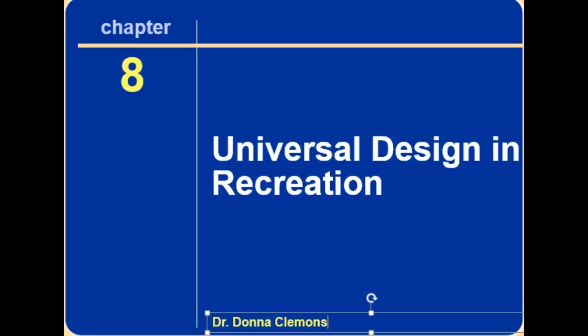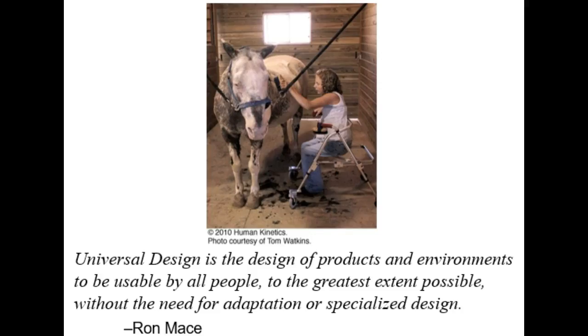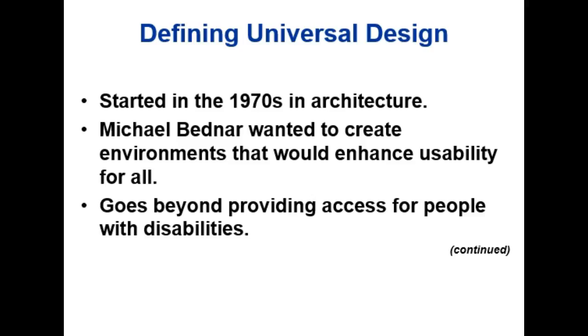Chapter 8, Universal Design and Recreation. Universal design is the design of products and environments to be usable by all people to the greatest extent possible without the need for adaptation or specialized design.